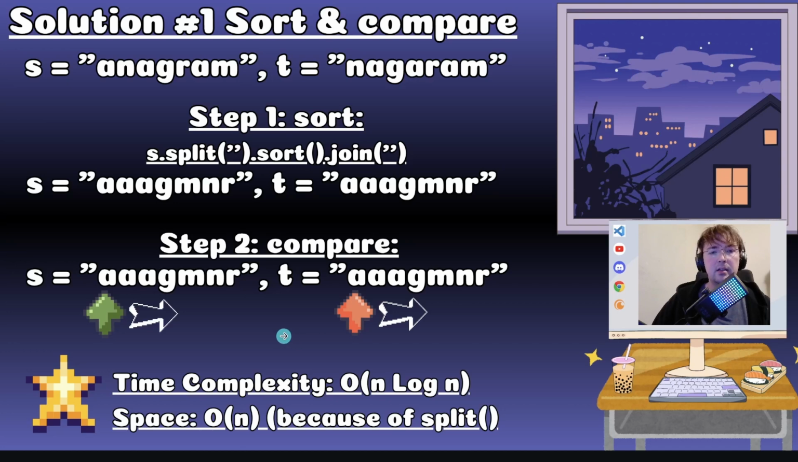Now, you would probably be thinking, am I actually making space? And yes, you are. Even if it's just for a little bit, you're taking the string and making an array the size of all of the letters inside the string itself. That's what split does. So because you're using split, you are looking at a space complexity of O of n. Now, I think we can find a much better time and space complexity than this.